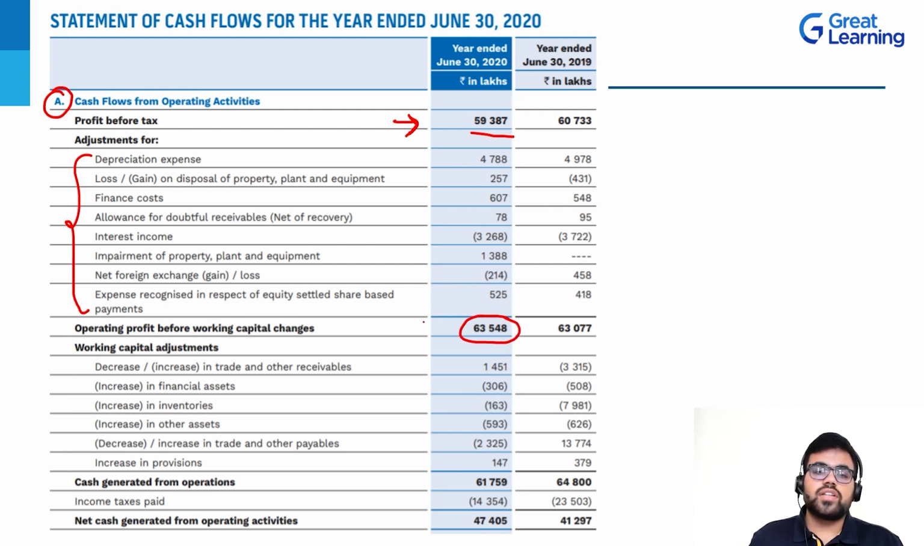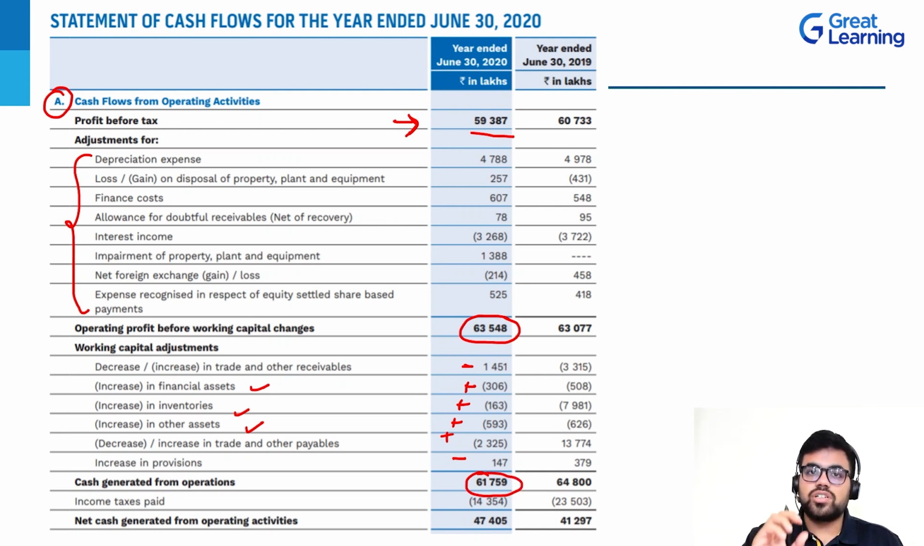After adjusting, we have a net profit of 63,548. After that, the working capital required for the company also has certain adjustments in inventories, trade practices, and financial assets. These things are also adjusted. It can be plus or minus. An increase is mentioned in brackets. So this is minus, decrease, plus, plus, plus, plus, this is minus. After this, we get a net amount of 61,759.